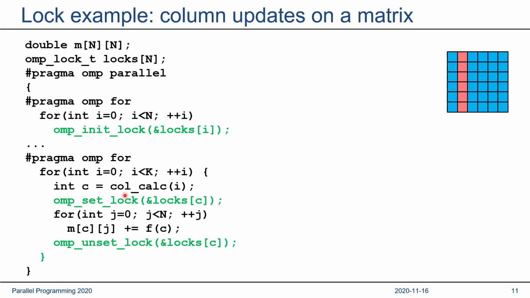It's a number n, so it could be defined at runtime. We don't know how many there are. Also, it's not good to use atomics because it's a whole loop that you want to protect. So the solution here is to use locks.